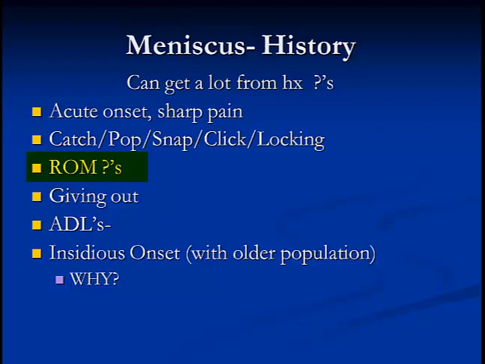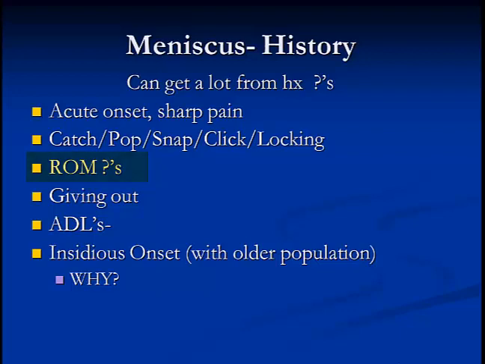Another possible meniscal tear history question is asking about their range of motion. Specifically, do they feel an inability to straighten out their knee because it's getting locked, so they can't fully straighten their knee? By asking that question and getting that response, you may possibly consider, based on the subjective history alone, a meniscal tear. Giving out.